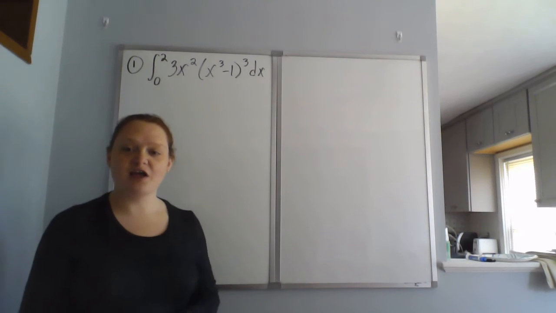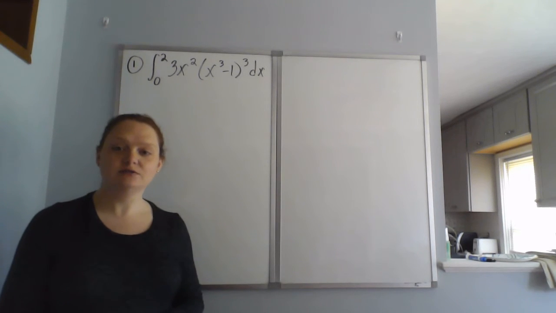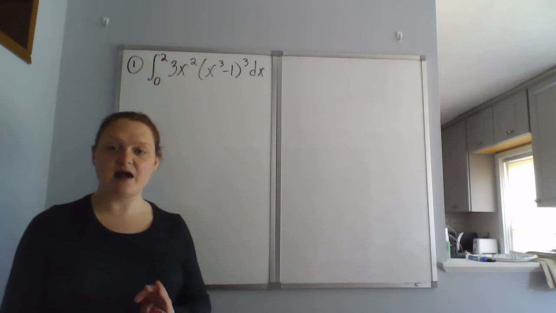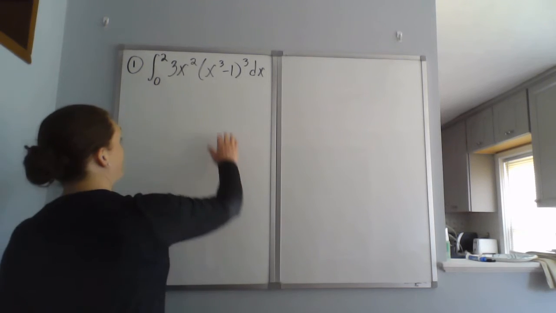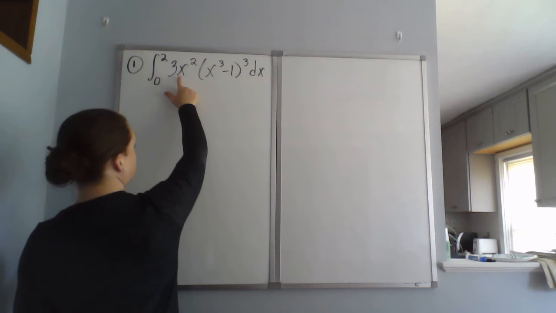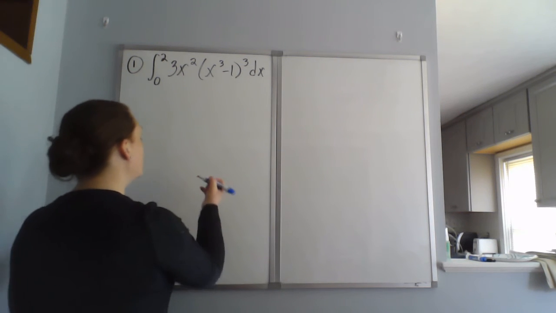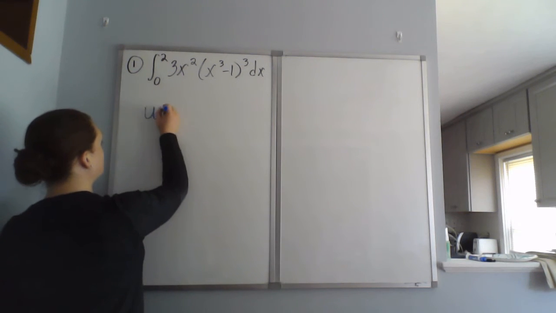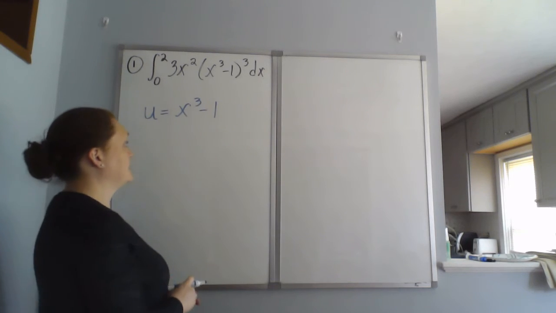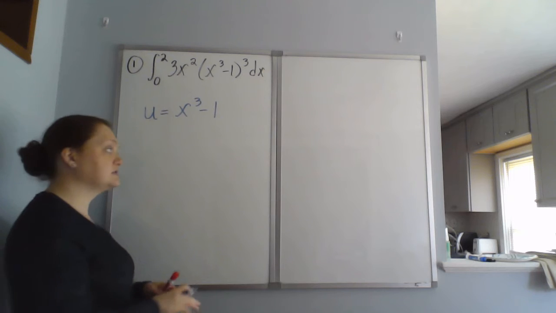Okay, so we're going to take a look at how to evaluate a definite integral when u substitution is involved. What makes this a u substitution problem is the fact that I have an inside and an outside function. I've got x cubed minus 1 inside of parentheses to the third, and then this is an outside thing as well. So we're going to say that u is equal to x cubed minus 1, because that's what's contained inside of something else.